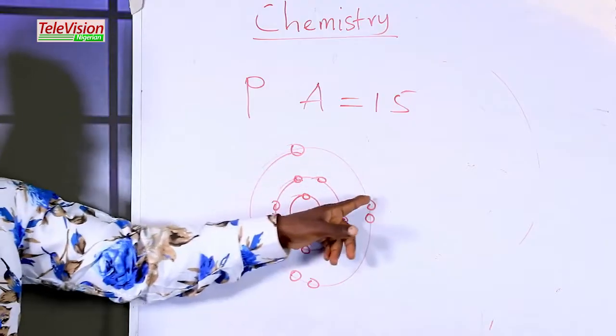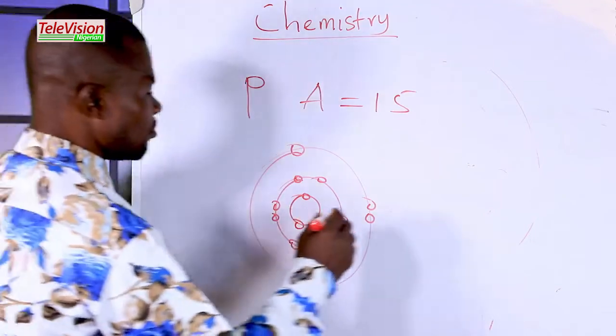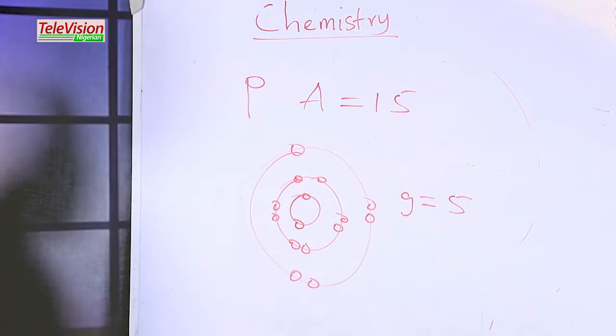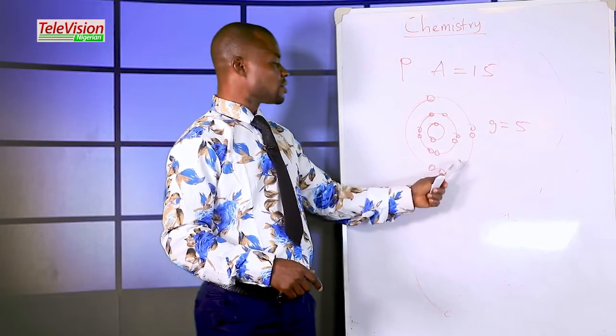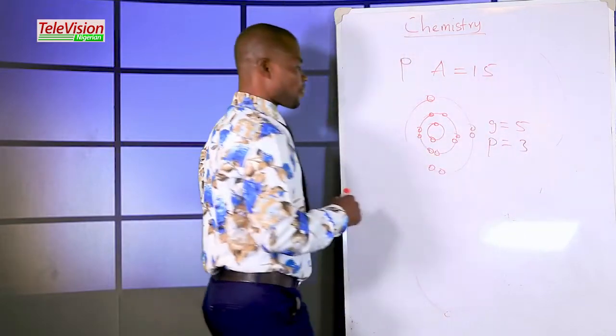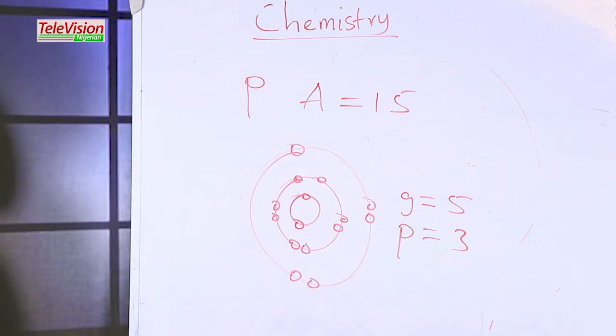Now, how many electrons are in the outermost orbit? Let's count. 1, 2, 3, 4, 5. 5 electrons, meaning group is equal to 5. How many orbits are here? Let's count. 1, 2, 3, meaning period 3. That's good. I want to consider the last example.